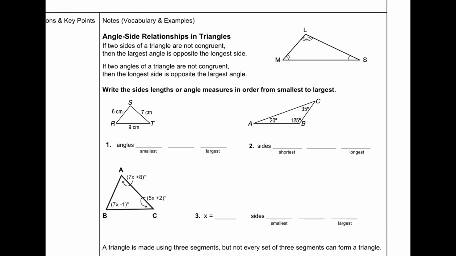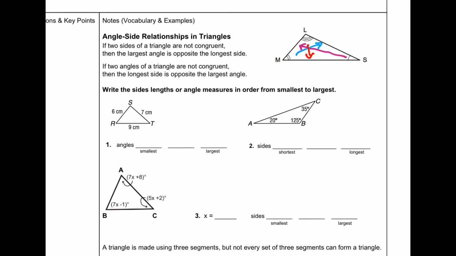So if we know that angle L here is the biggest angle, then we know that the side opposite it, which would be SM, is going to be the biggest side that we have. And that works all the way through. So the medium angle is across from the medium side, and the small angle is opposite the smallest side. And so we can use that knowledge to form some relationships between the angles and sides together in the triangle.